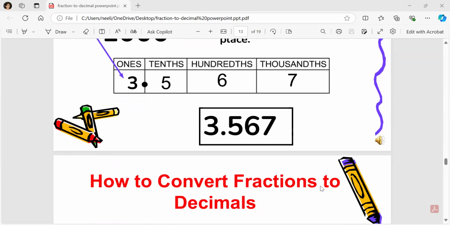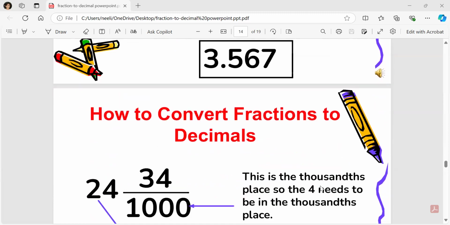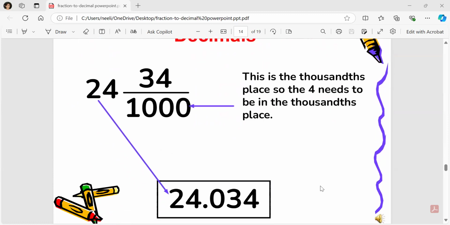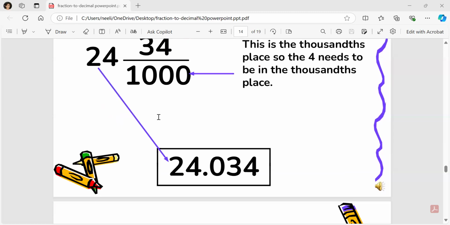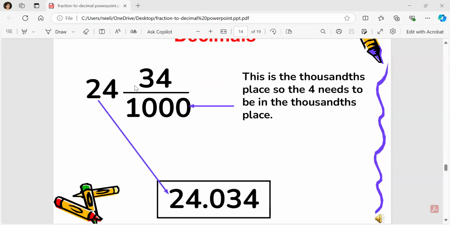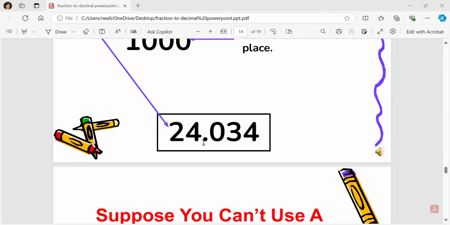I hope this is clear to you. Let's take one more example. The fraction here is 24 and 34 by 1000. So this will be written as 24 decimal point, that is 24.034. Since 4 is at the 1000 place, we'll write 4 here, 3 at the 100 place, and since there is no number for the 10th place, we'll write 0 over here. So this is 24.034.